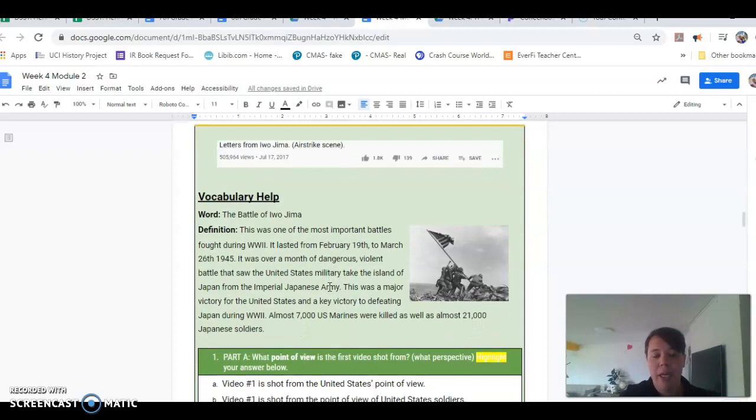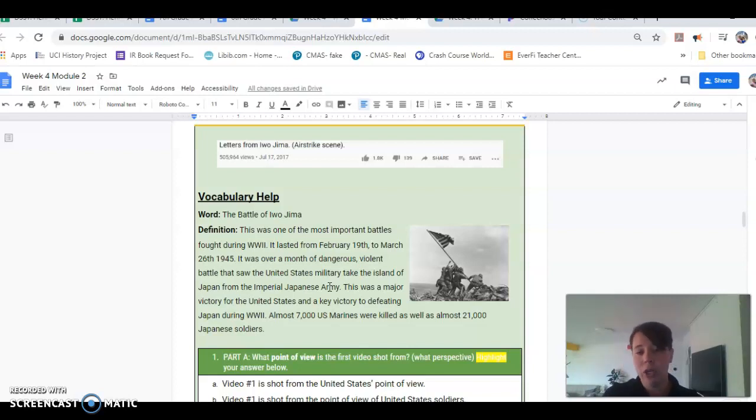The vocabulary aid that I'm going to give you is the Battle of Iwo Jima. The definition of that is this was one of the most important battles fought during World War II. It lasted from February 19th to March 26th, 1945. It was over a month of dangerous, violent battles that saw the United States military take the island of Japan from the Imperial Japanese Army. This was a major victory for the United States and a key victory in defeating Japan during World War II. Almost 7,000 U.S. Marines were killed, as well as 21,000 Japanese soldiers.